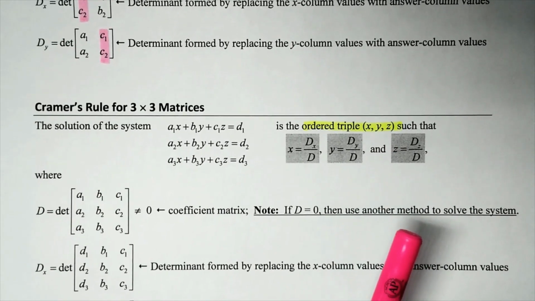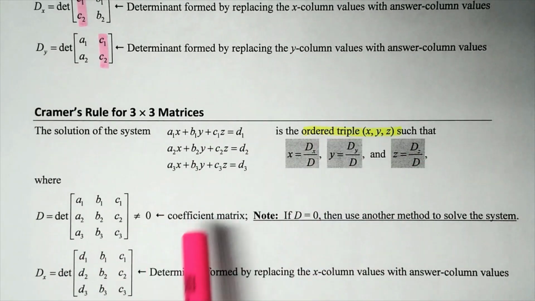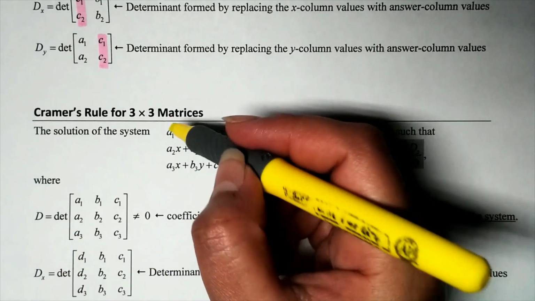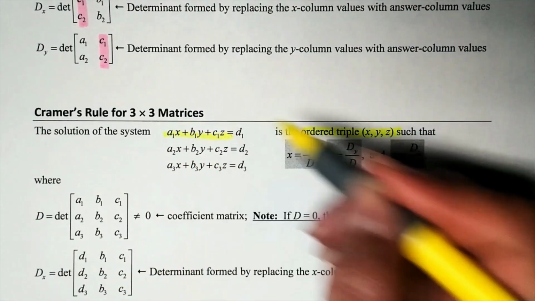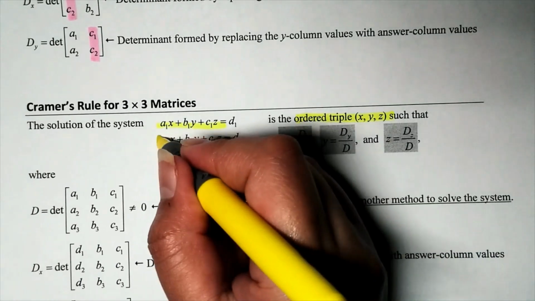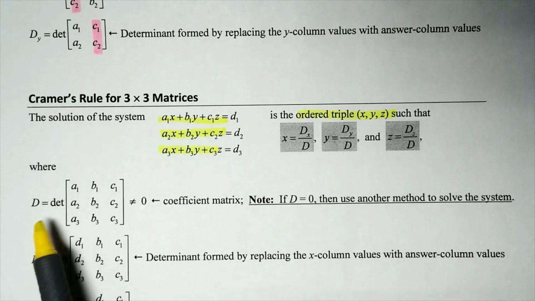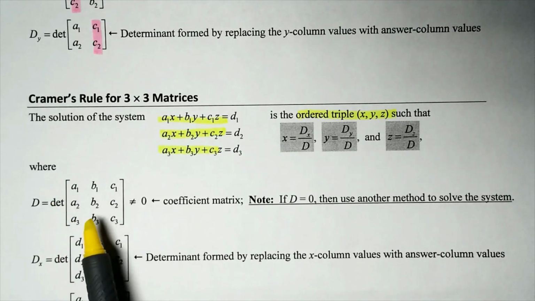But the question is, how do we find these things? It's going to be the same speech as for systems in two variables. D is always the coefficient matrix. The coefficients of row 1 are a1, b1, c1, and then you can read the rest for the coefficients of row 2 and row 3. Whatever the determinant of the coefficient matrix is, that's D.